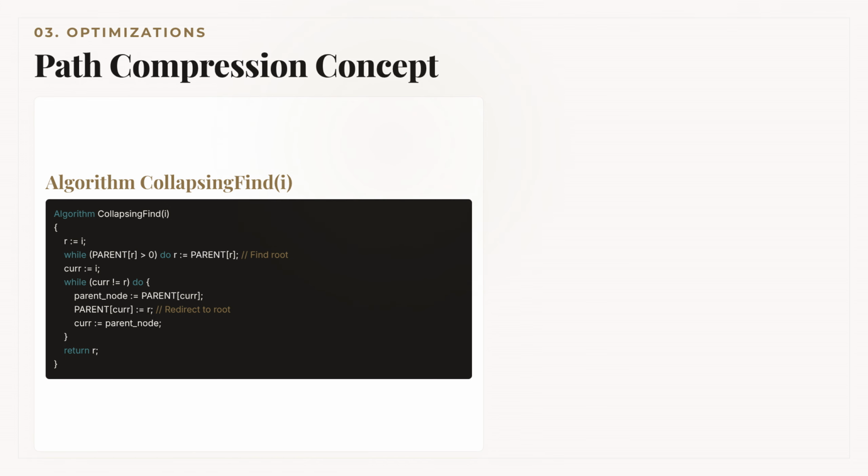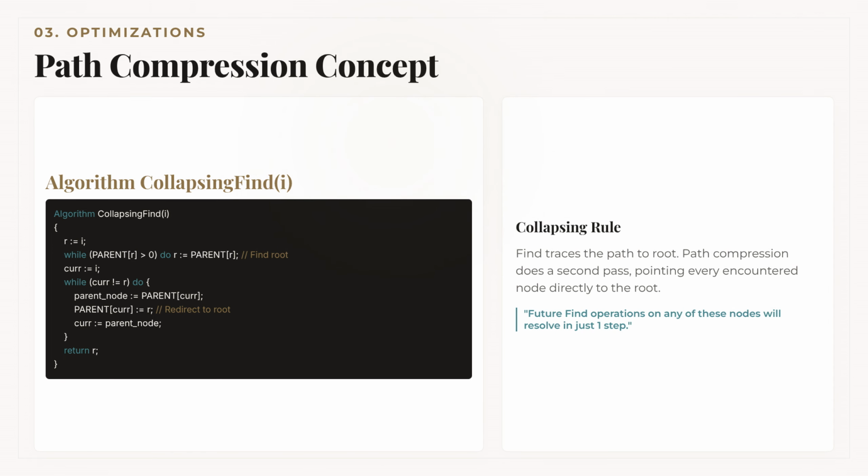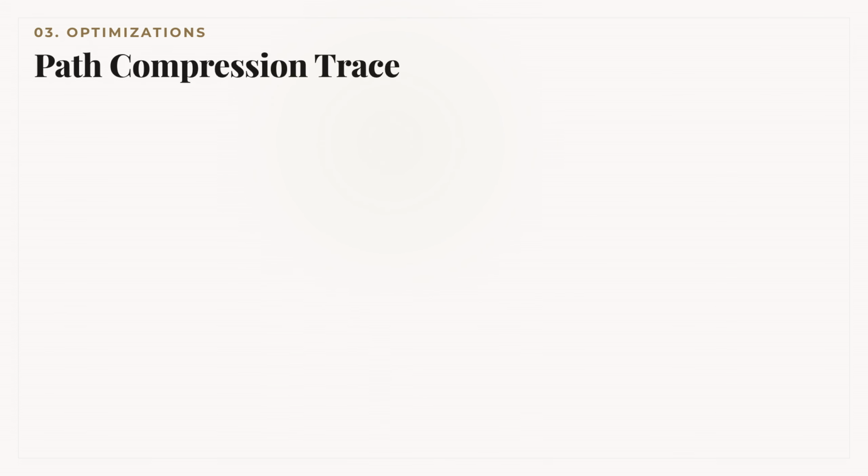Imagine a chain of nodes. The root is at the top. Node A points to the root, node B points to A, node C points to B. Now suppose we execute find on node C. Initially, the search path is C to B to A to root. After path compression, C points directly to the root. Similarly, B also points directly to the root. The tree becomes much flatter. Future find operations on B or C require only one step. This optimization dramatically improves performance.